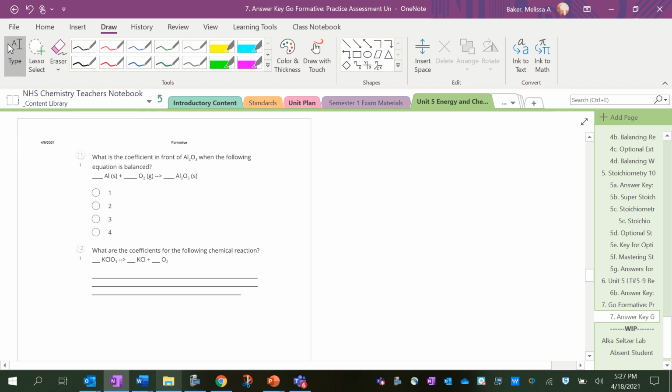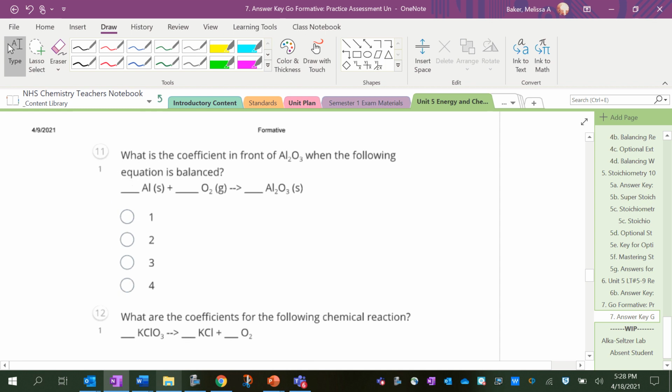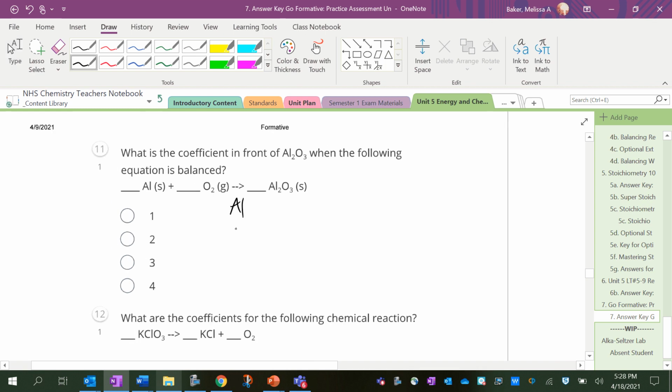What is the coefficient in front of Al2O3 when you're balancing this equation? Well, let's do some balancing. We've got aluminum and oxygen, 1 aluminum on the left, 2 on the right, 2 oxygen to the left of the arrow, and 3 on the right.